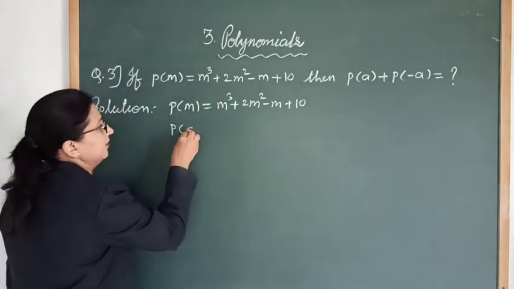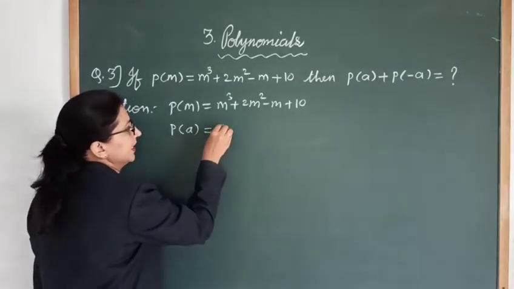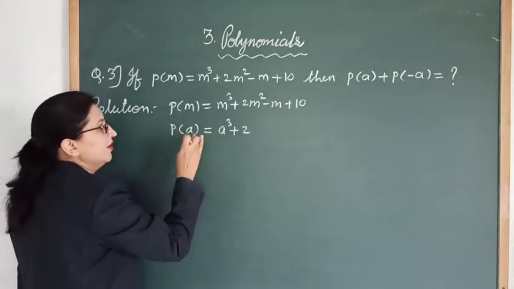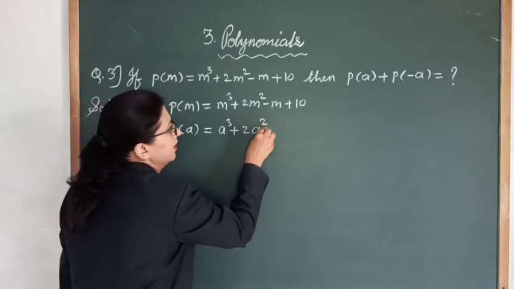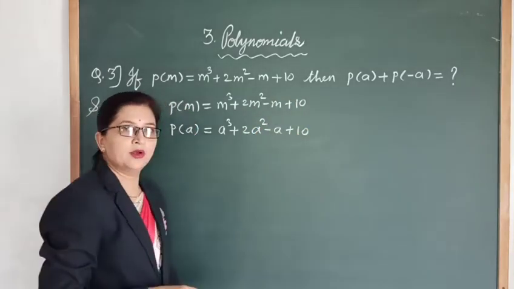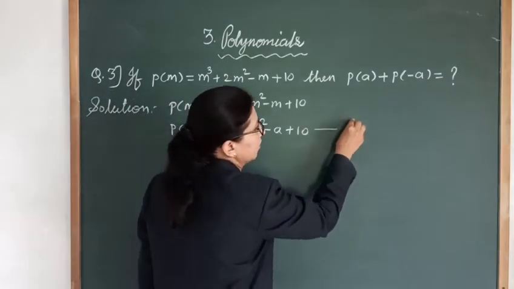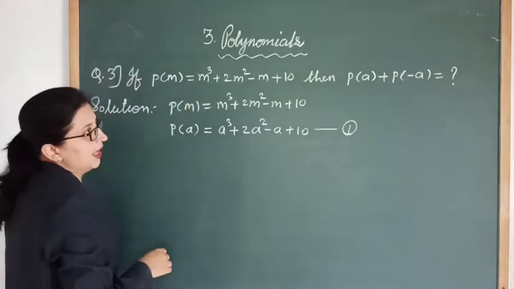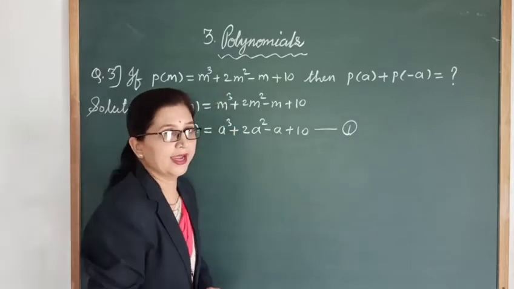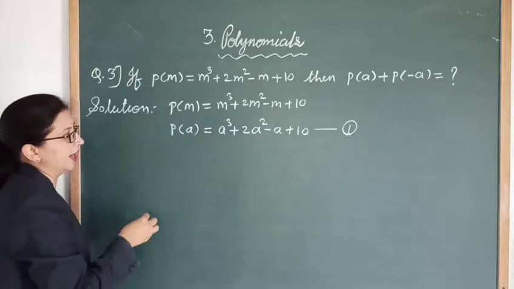Then we'll say here the polynomial in a is equal to m³, that is a³, plus 2m². So instead of m, we'll say a², minus a plus 10. Now we are not able to solve this, so it will stay as this. Let's call it 1. Now again we have to find the polynomial in negative a. It means we'll put the value of m as negative a.